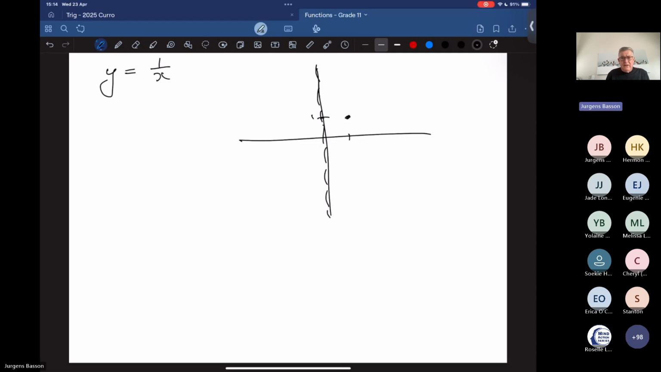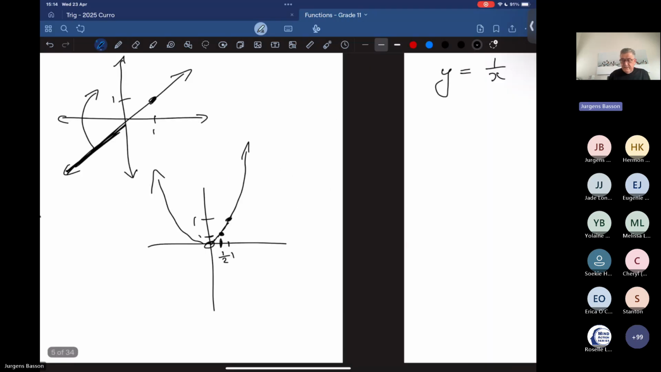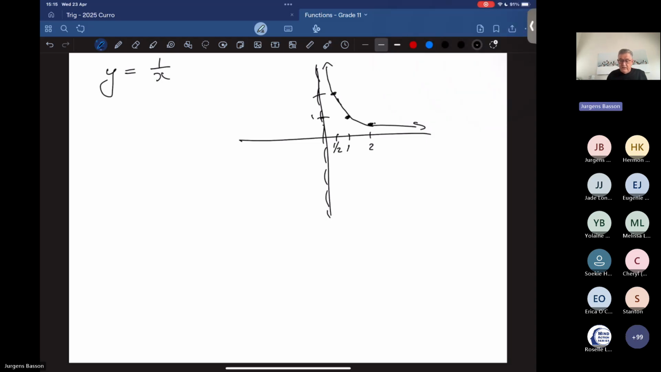So it looks like the graph will be there. But now what happens to the right? So if we go to 2, for instance, you will agree then y will be a half. And 3 will give a third, and 4 will give a quarter. And if we go to a half, we will get 2. And there you can see the graph is decreasing. Note that the parabola was increasing, the straight line was increasing, but the hyperbola is decreasing for the reason that it is a reciprocal function.